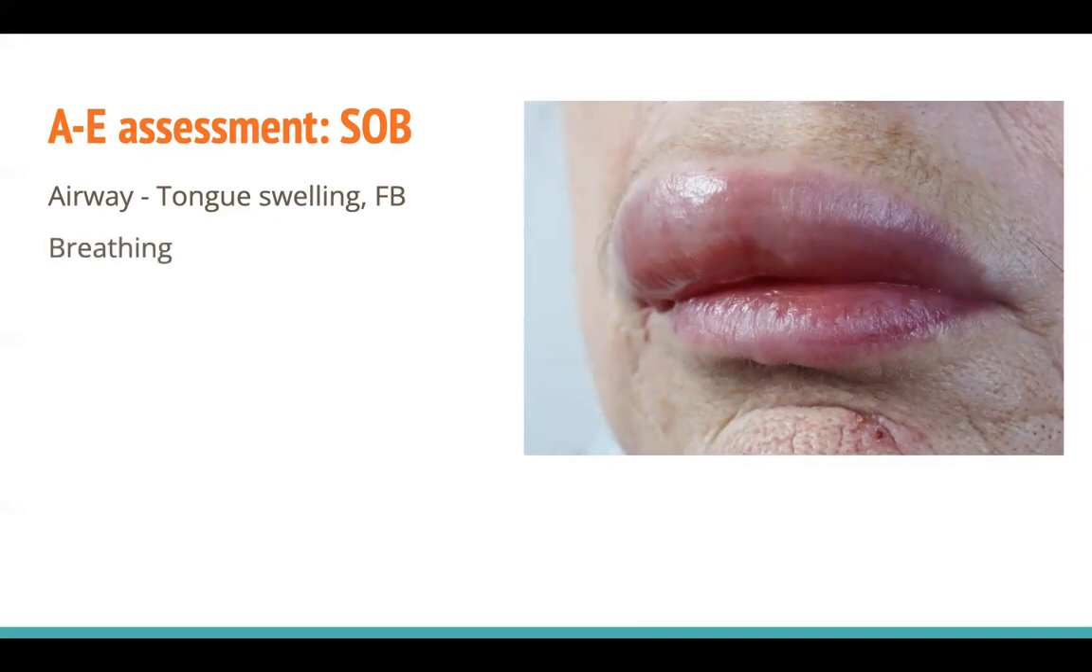Moving on to breathing, there's many signs that you can pick up while a patient's short of breath. One of them can be crackles. Patients can present with either unilateral or bilateral crackles. Unilateral crackles are more in keeping with infection, such as pneumonia. Bilateral crackles, particularly at the bases, would be in keeping with heart failure, for example, because of pleural effusions.